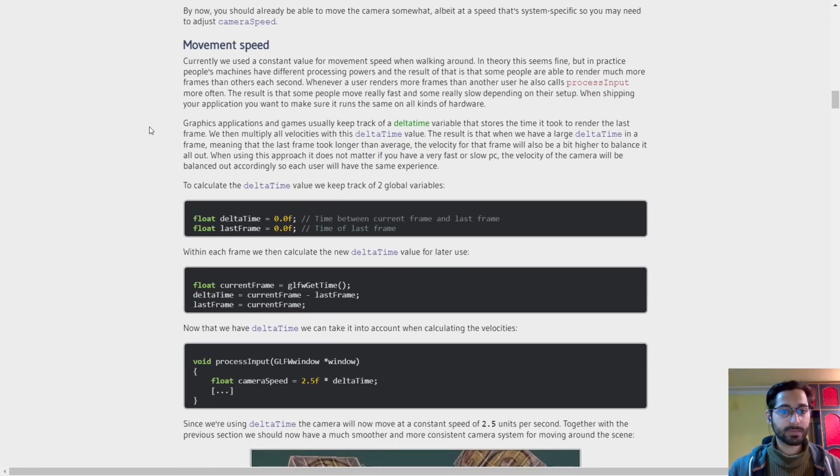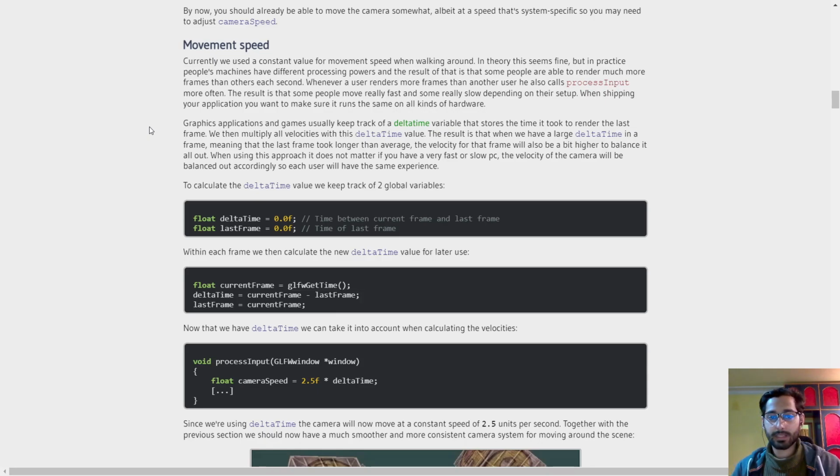And finally, we have the movement speed. Currently, we used a constant value for movement speed when walking around. In theory, this seems fine, but in practice, people's machines have different processing powers. As a result, some people are able to render many more frames than others each second. Whenever a user renders more frames than another, the user calls process input more often. The result is that some people move really fast and some really slow depending on the setup. When shipping your application, we want to make sure that it runs the same on all kinds of hardware.